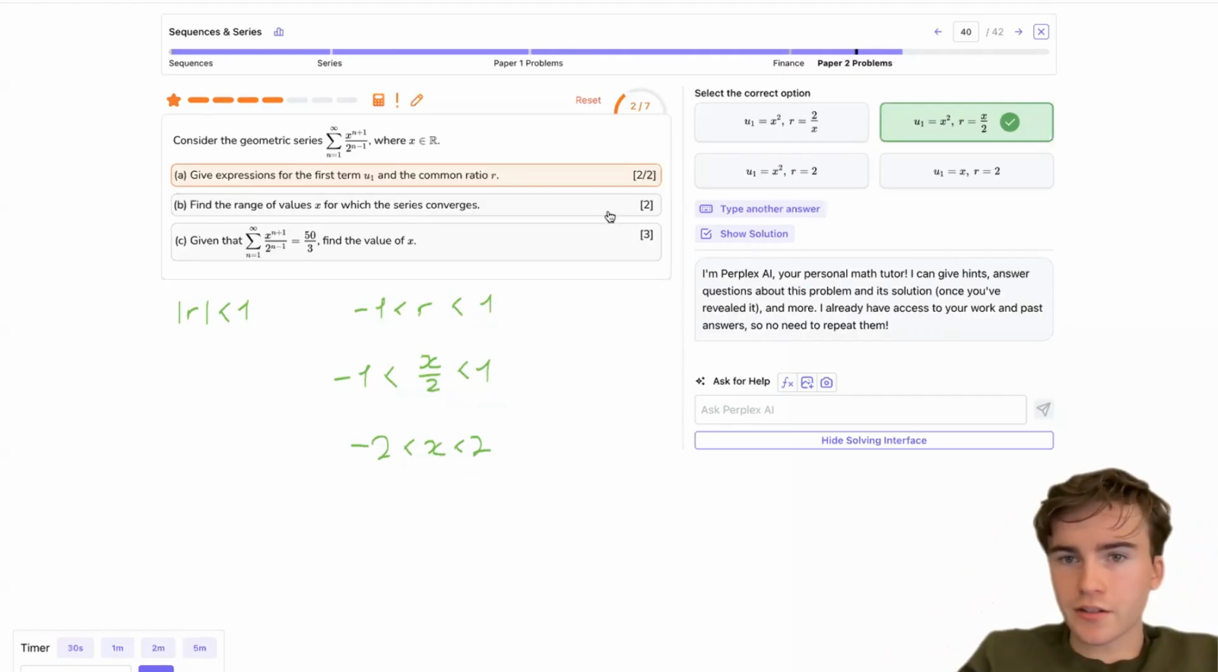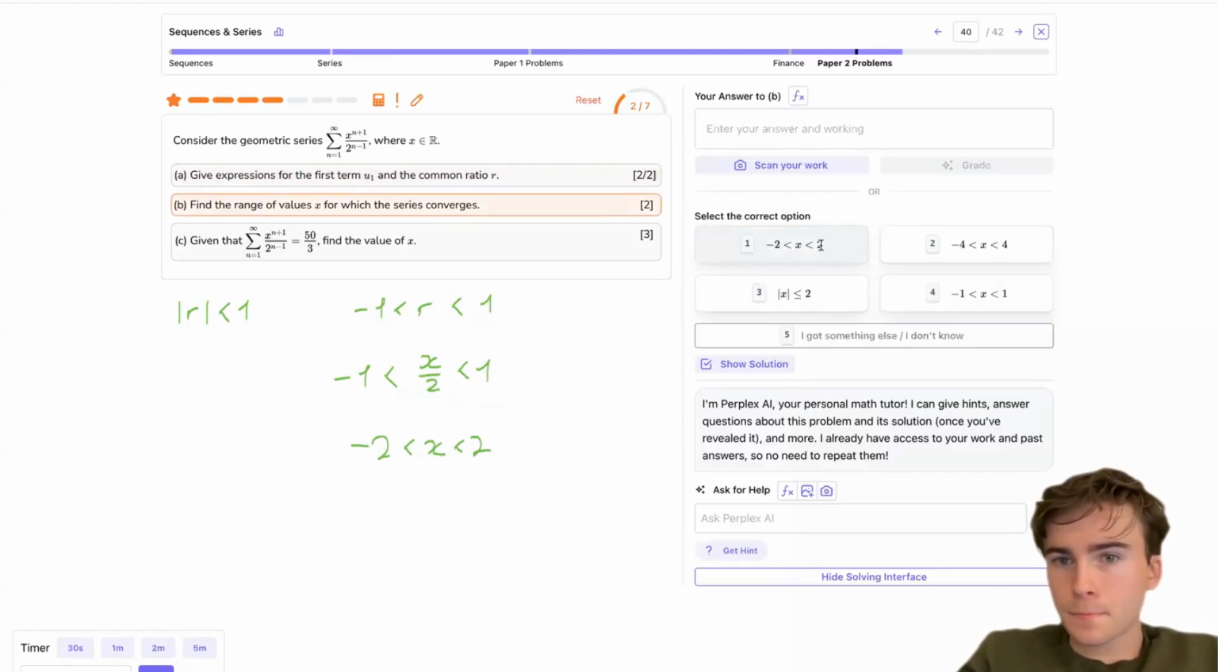Let's check our answer here. Beautiful. And this one is wrong because it has an inclusive inequality, and it's an exclusive inequality that we want for the common ratio.